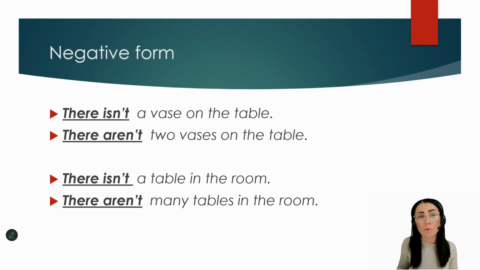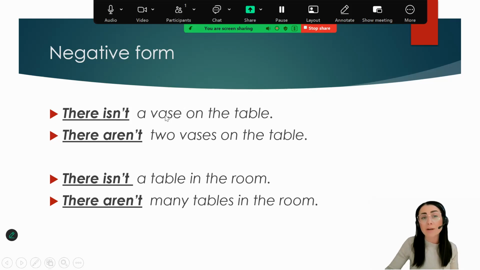What about other forms? Negative form. To make negative form, of course, we need to put the particle not after the verb to be. There isn't a vase on the table. There aren't two vases on the table. There isn't a table in the room. There aren't many tables in the room.